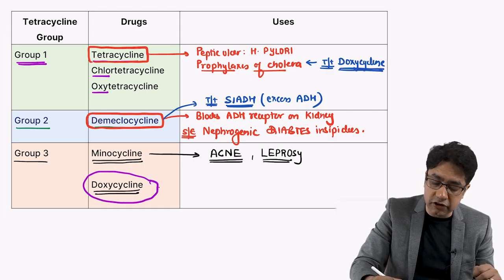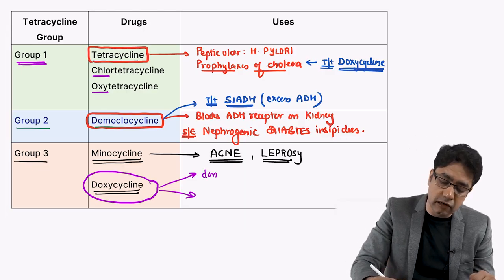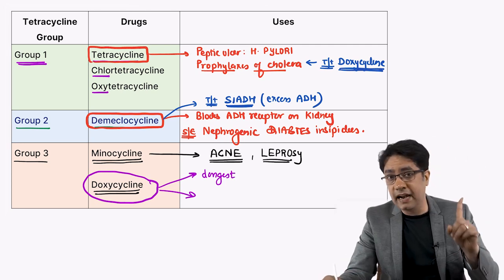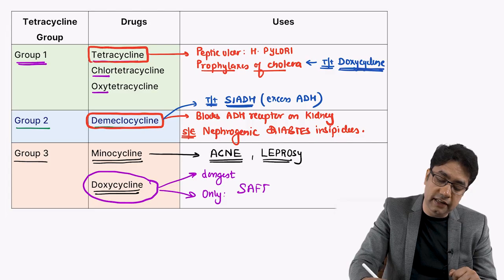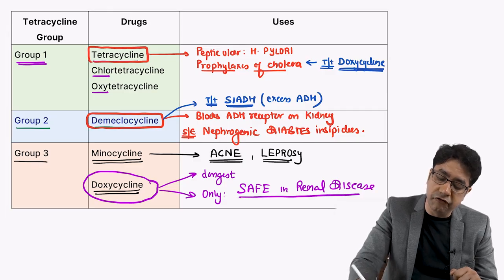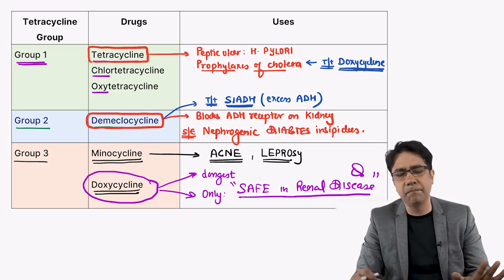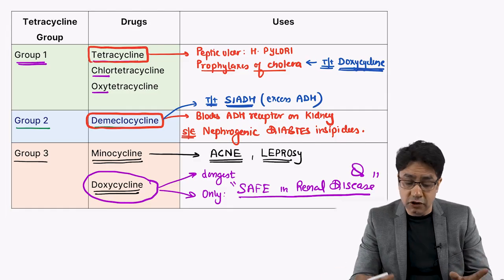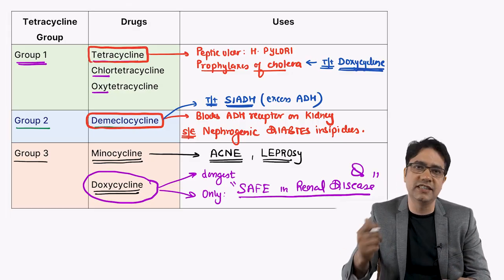With doxycycline, first we will write all the good points. Doxycycline among them is the longest acting drug, and doxycycline is the only tetracycline which is safe in renal disease patients, because it is not excreted in urine, it is rather excreted in bile. Which tetracycline is safe in renal disease? That is doxycycline. Many times asked question. So most of the time, the most commonly used tetracycline is doxycycline.